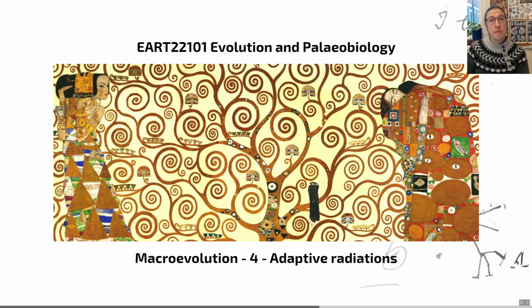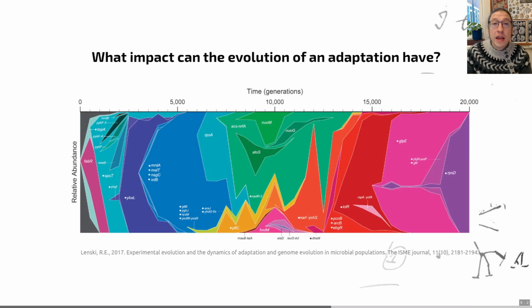macroevolution, in which we're going to be looking at things called adaptive radiations. But before I introduce those, I just wanted to zoom in a little on the impact that individual adaptations can have. And this image shown on the slide here is what I think is a super cool example of the impact that adaptations can have, and is taken from a thing called the long-term evolution experiment.